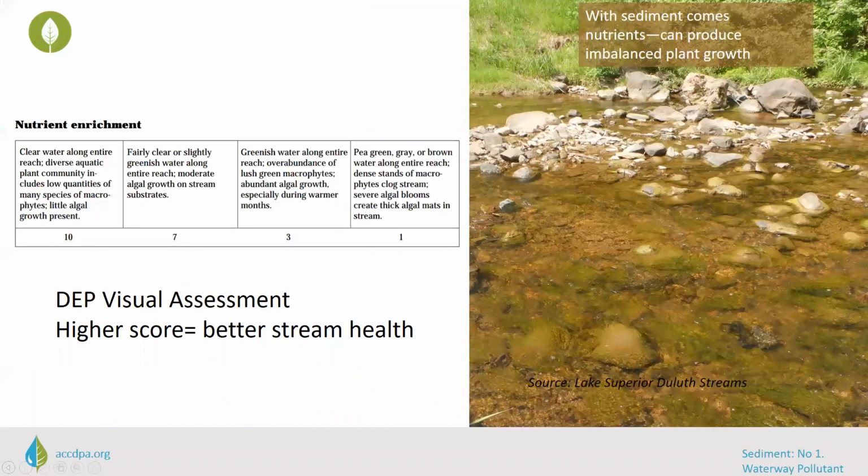Another consequence of sedimentation is nutrient loading, which can promote wild algal growth, another negative impact to aquatic life in terms of clogging habitat and making it difficult to navigate and find food. Excessive algal growth is a useful tool to identify potential nutrient loading for monitoring streams. We'll be discussing nutrients in greater detail in Chapter 5 of this webinar series next week.